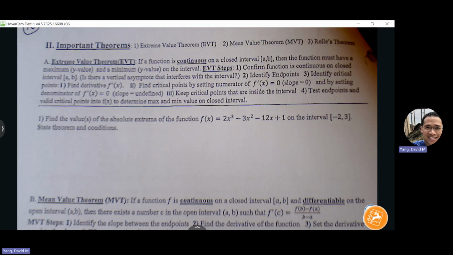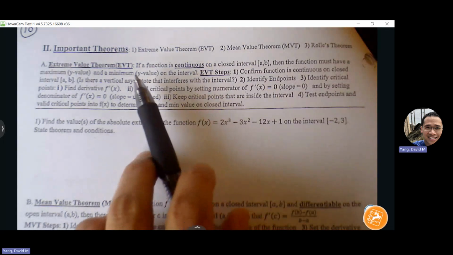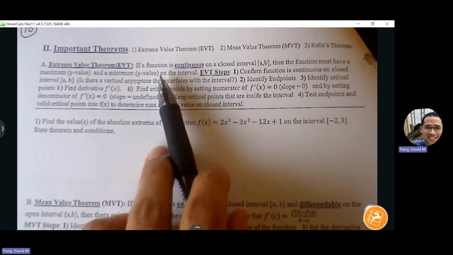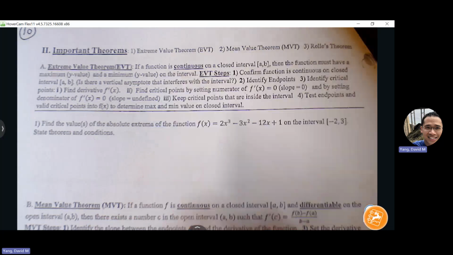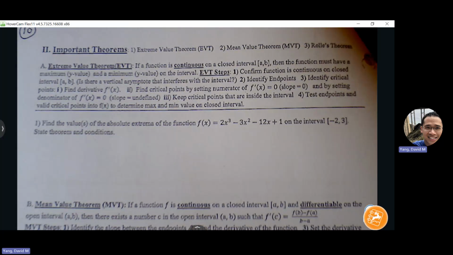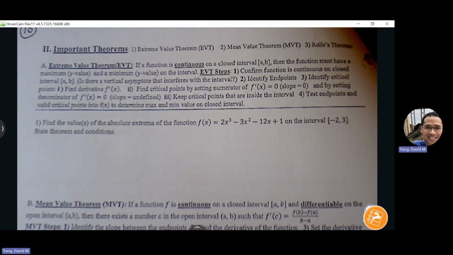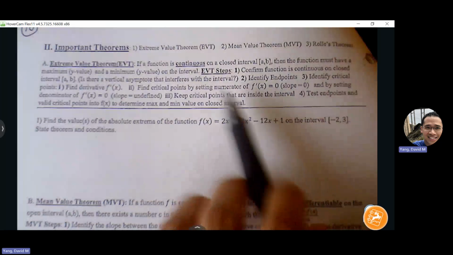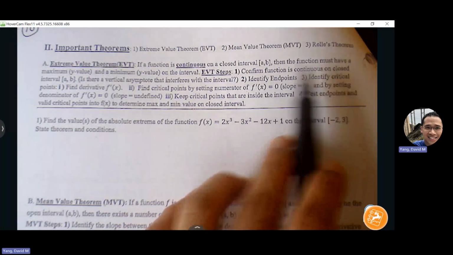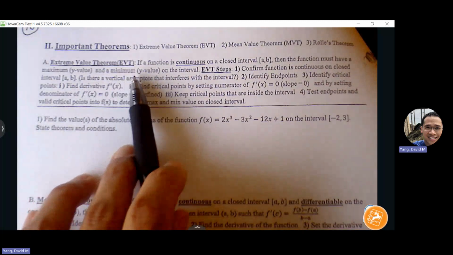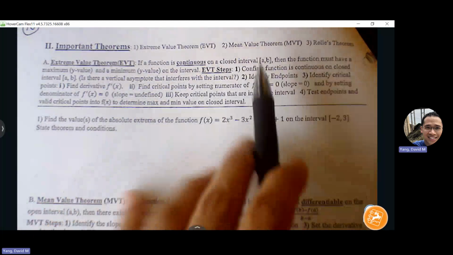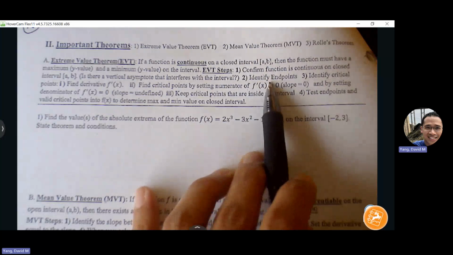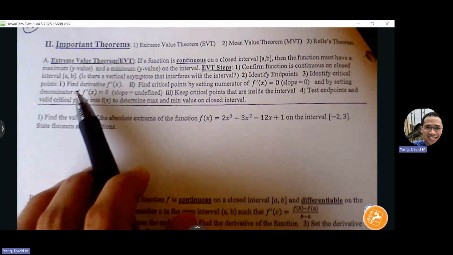So extreme value theorem. The whole purpose of extreme value theorem is being able to find the highest and lowest points on the graph without the use of a graph in front of us. So we're kind of relying on certain pieces of information, basically looking for candidates where the highest and lowest points of the graph can exist. So if a function is continuous on a closed interval, then the function must have a max and a minimum y value on the interval. And the candidates that we're going to look at are endpoints and critical points.